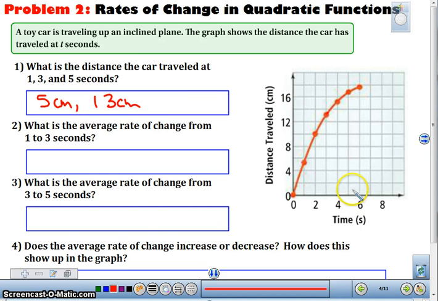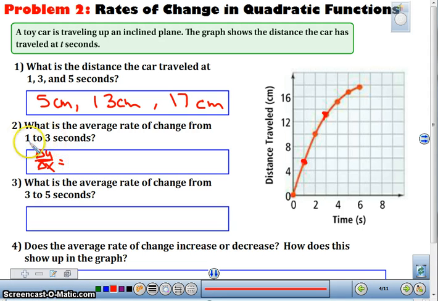Where are we at 5 seconds? And at 5 seconds, we are talking about 17 centimeters. It says, what's the average rate of change from 1 to 3? So if we are going from 1 at this point to 3 at this point, what is our rate of change? If we are looking at that, it is change in y divided by our change in x.